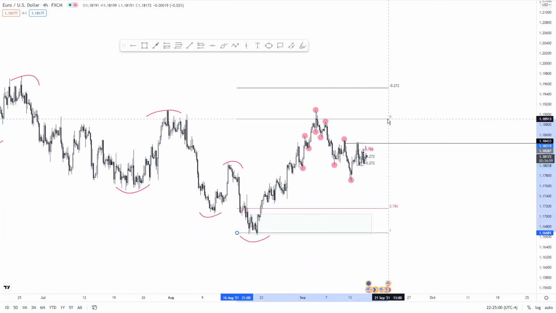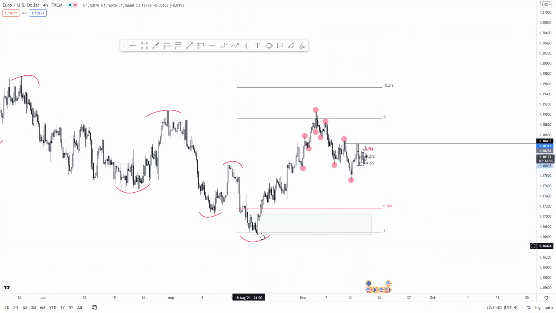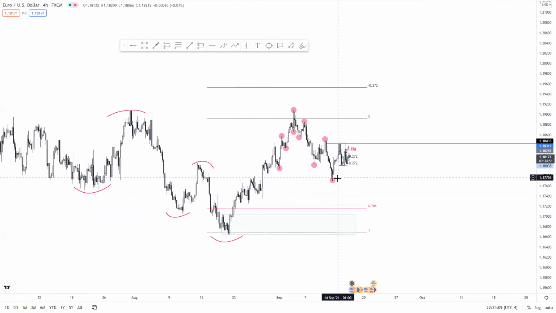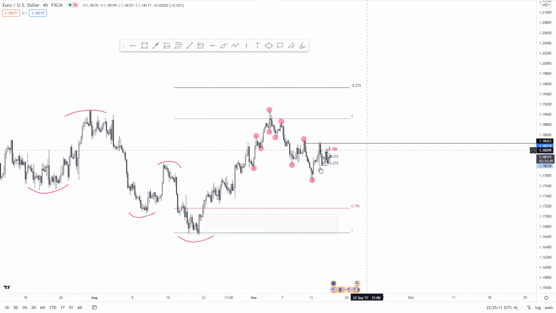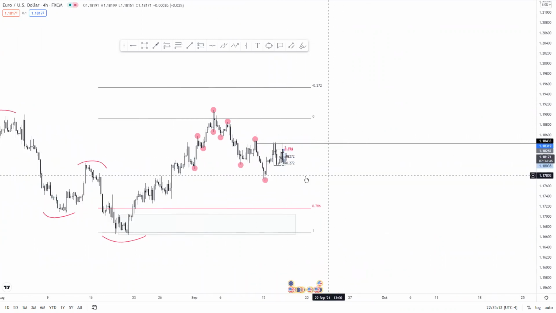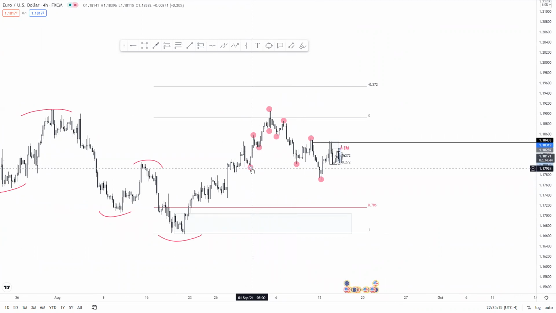And we have this, right? If we pull from body to body, 78.6 lines up with the origin of the move. So I want price to come down into here. So let's see what we're doing on the lower time frames.